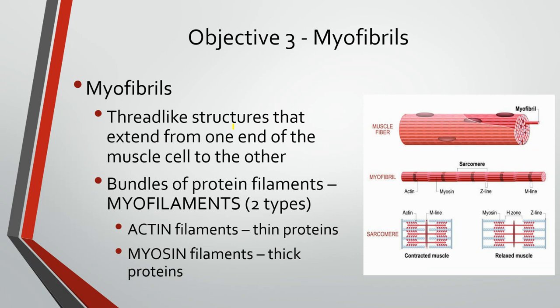The myofibrils are those thread-like structures. There's a whole bunch of them inside the muscle cell. They go from one end of the muscle fiber to the other, so they're really long tubes. Within the myofibrils are bundles of proteins called myofilaments. Sometimes it will simply say filaments, like here, where it says actin filaments and myosin filaments. These are your myofilaments, or muscle filaments. Actin are the proteins that are thin, often described as the thin filaments, and myosin are the proteins that are thicker, often described as your thick filaments.